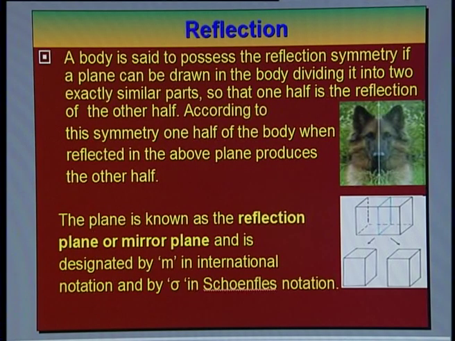Next comes the reflection. Already I have given the human being example. In the chart you are seeing a dog. There, if I draw a line, then the left portion is the mirror image of the right portion. So, even if you have only half of that portion and I keep a mirror along that line, you can see the entire image, it gets reflected. That is called the reflection plane.